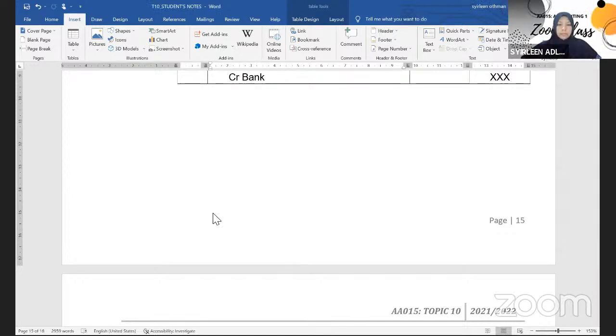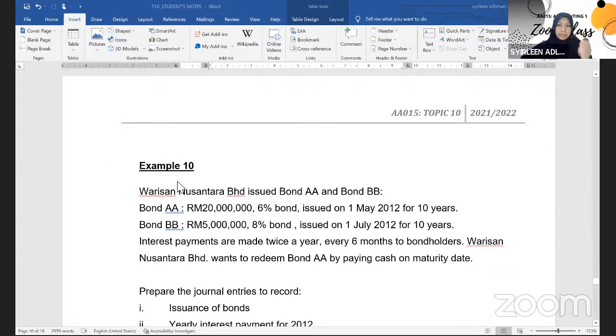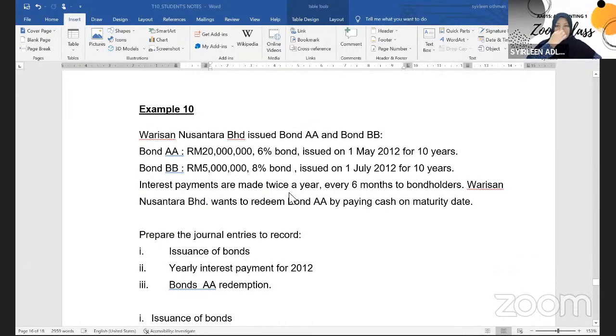Okay, so we look at example 10. Warisan Nusantara Berhad issued a bond. So kita ada 2 jenis bond dekat sini. One is AA, the second one is bond BB. Dekat situ dia ada bagi kamu face value. So the first bond is bond AA. The face value is 20 million, and the interest rate for the bond is 6%.